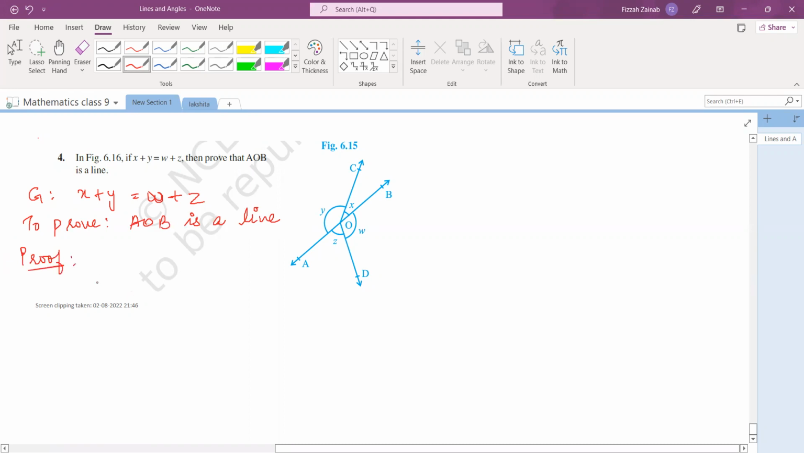Okay. Proof. Now, first of all, I know that the sum of all the angles x, y, w, and z is how much? 360 degrees. Yes. So x plus y plus z plus w is 360 degrees, a complete angle they are forming. Since they are all plus, I can group them together. Now, the question gives that x plus y is equal to w plus z, right? So in place of x plus y, I can write w plus z.